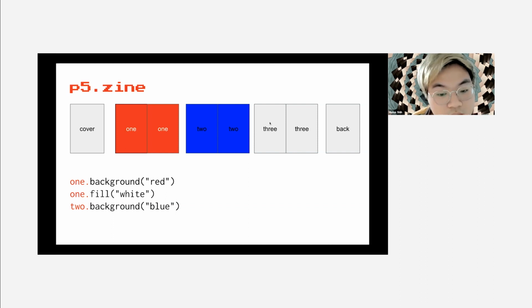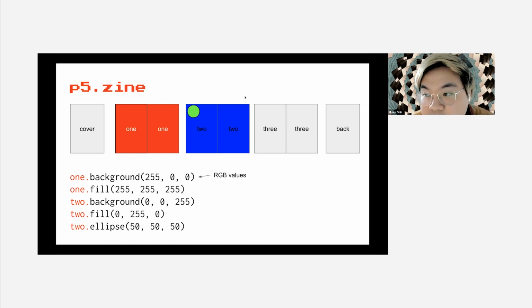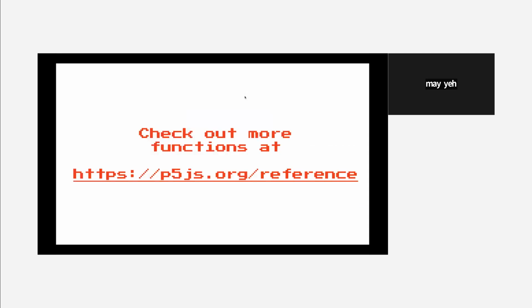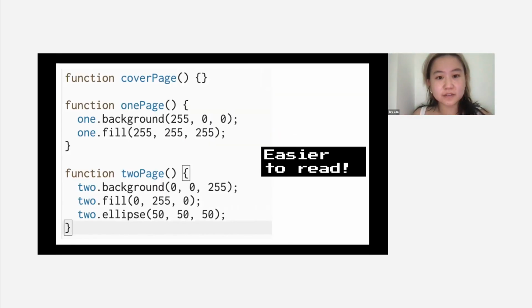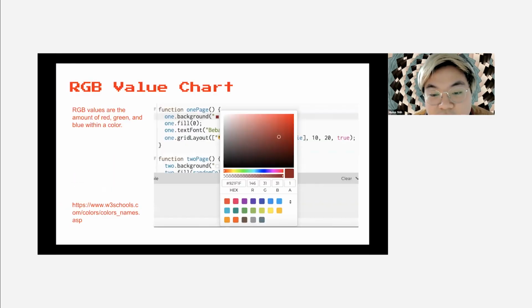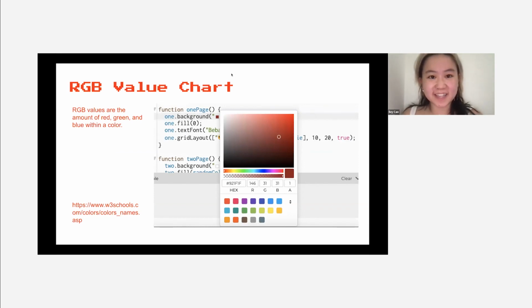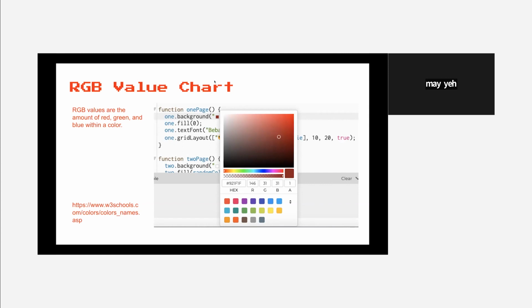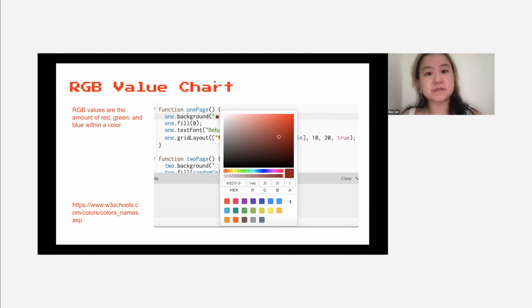So that's blue. And you'll see that you can use a lot of colors in this thing, but it'll get easier if you can use the RGB value picker. Okay, this is the RGB value chart. Yeah, so you can go ahead and color pick what you would like your background page to be.